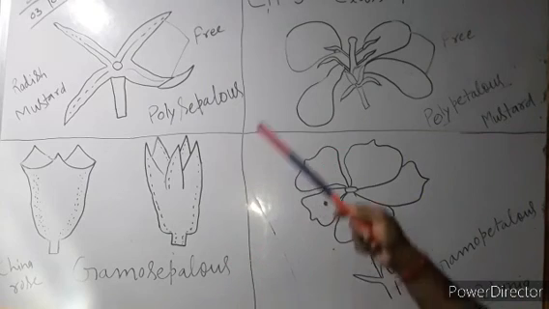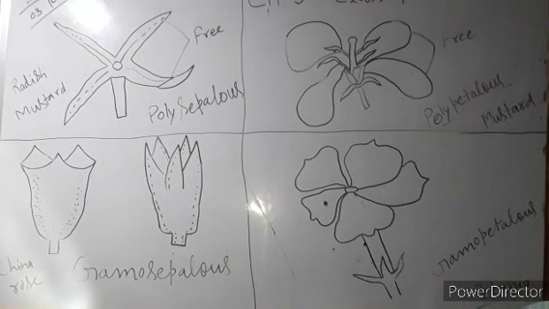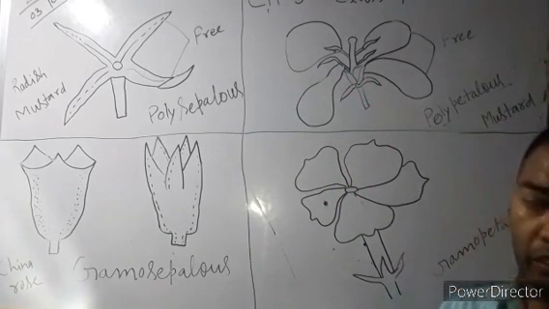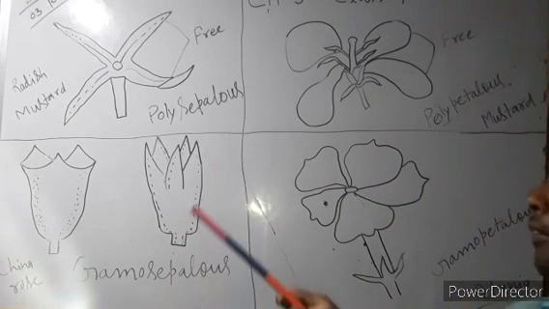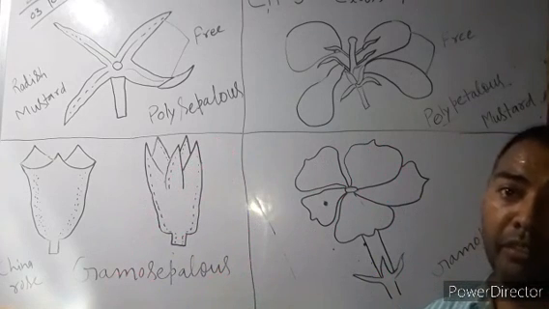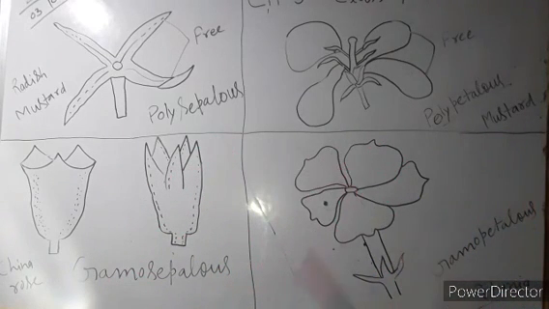In these parts of the flower, I have told you about the calyx and corolla in detail. Next, about the androecium and gynoecium, we will talk later on in the next class.